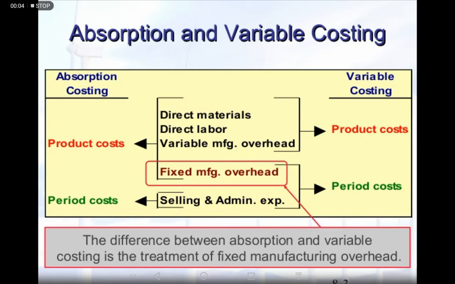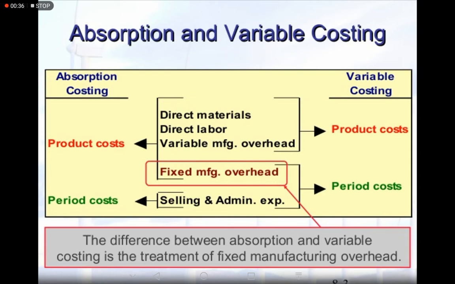Guys, in this video we'll be talking about the difference between absorption costing and variable costing. Variable costing is also called marginal costing. So the prime difference is, if you see on the right-hand side where variable costing is written, you can see that the product cost constitutes direct material, direct labor, and variable manufacturing overhead. These are the three costs which go into the cost of the product or inventory.